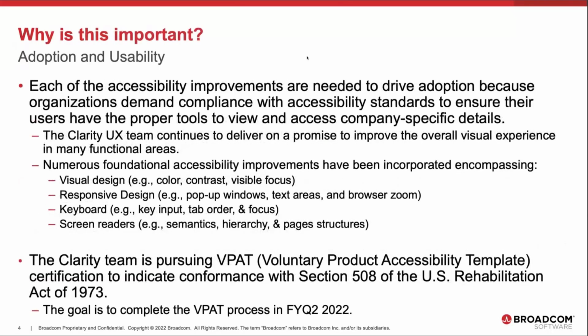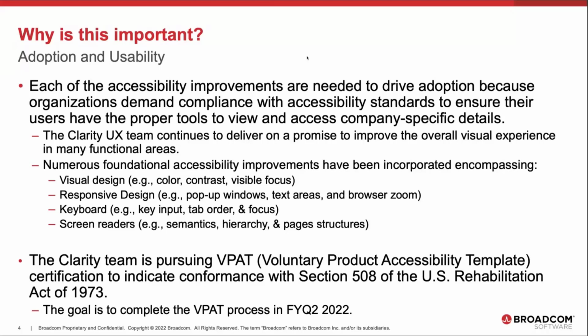So why is this important? Each of these accessibility improvements are needed to help drive adoption. Organizations, when they're looking at applications, really demand compliance with accessibility standards so that their users have the proper tools to view and access company-specific details. The Clarity team continues to deliver on a promise to improve the overall visual experience in addition to the accessibility improvements. And the accessibility improvements always cover these key tenets of the program: visual design, responsive design, keyboard control, and of course, screen reader support.